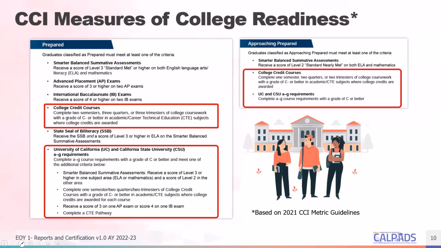The criteria outlined in red represent data that is pulled directly from CalPADS. Particular to end of year one, college credit courses and UC-CSU A-G requirements are provided in course section completion and student course section completion files. CTE pathway completion is provided in the SCTE file. The criteria outside of the red outline comes from non-CalPADS sources, like CAASPP, AP or IB exams, and summative assessments.